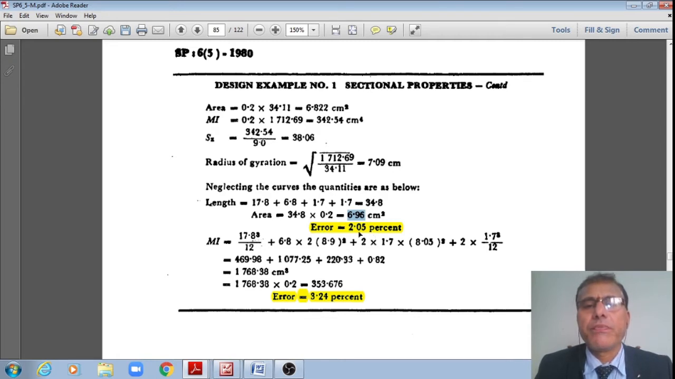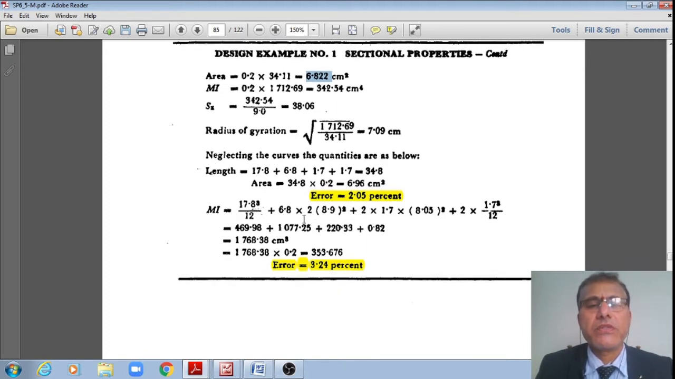Therefore, the error is equal to 2.05, because (6.96 minus 6.822) divided by the original value of 6.82 works out to around 2.05. This is a very nominal, very small value. Therefore, it may be neglected. Hence, it proves that the linear method can be used for getting the areas.